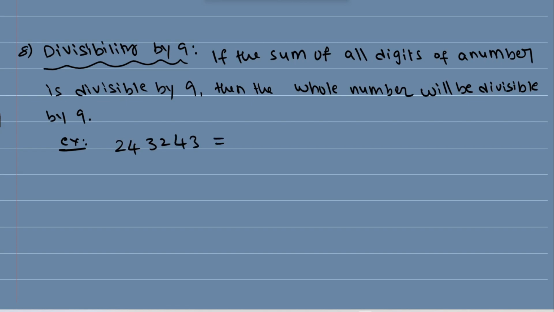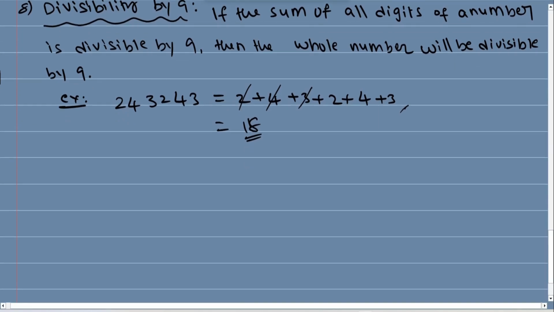243243. Okay, sum them up. 2 plus 4 plus 3 plus 2 plus 4 plus 3. 2 plus 4 is 6, plus 3 is 9. Here is 9, so here also 9, right? So the total is 18. 18 is divisible by 9. So the whole number is divisible by 9.